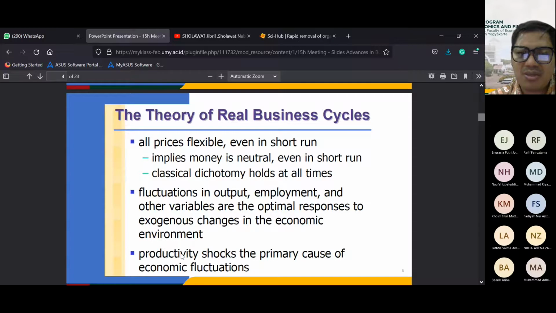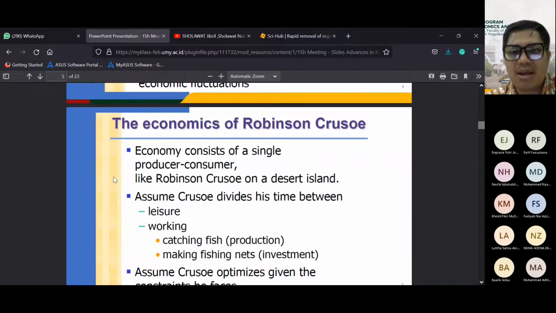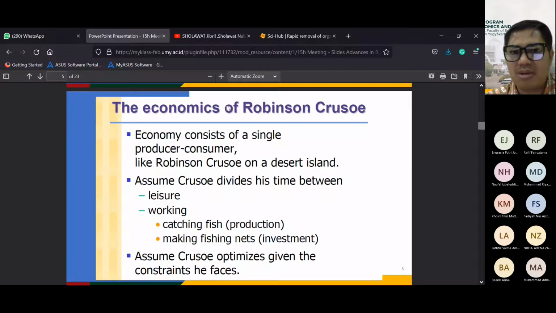The third one is that productivity shocks are the primary cause of economic fluctuation in real business cycles. It is connected with output variations in the economy, and the output here is connected with productivity shocks. Productivity is output over input. And that one is what the economics of Robinson Crusoe is about. This Robinson Crusoe is one of the prominent proponents of the real business cycles.